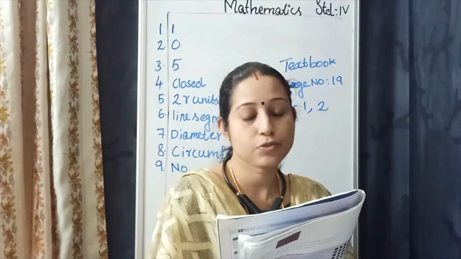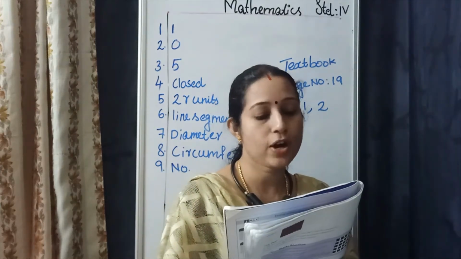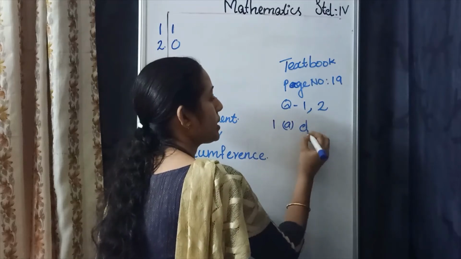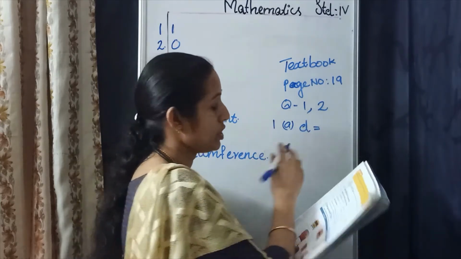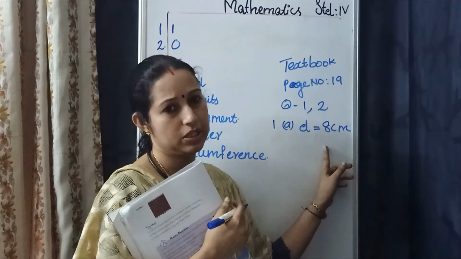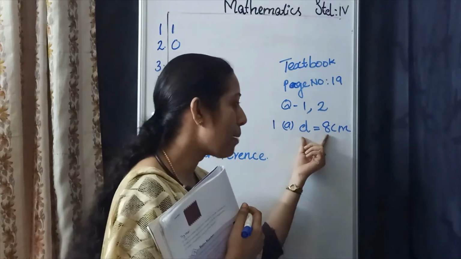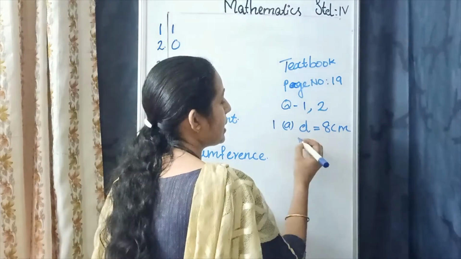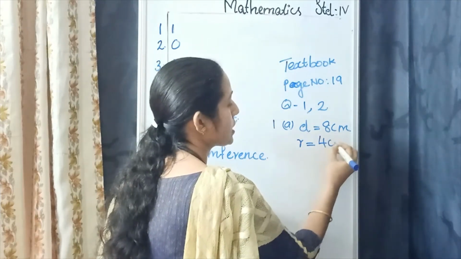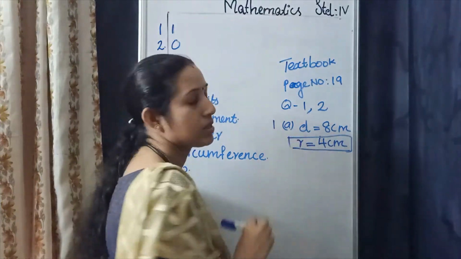There are 5 questions, so you have to draw 5 circles. For the first one, question number 1a, write this way: diameter is equal to 8 centimeter. Using this diameter, we can draw the circle. So first you want to find the radius. If the diameter is 8 centimeter, what is its radius? Radius is equal to half of 8, that is equal to 4 centimeter. Using this 4 centimeter, you have to draw the circle.